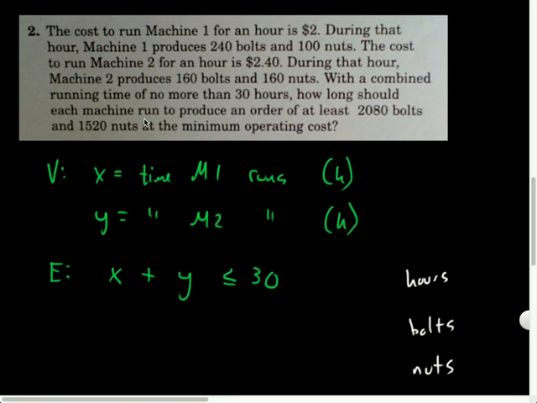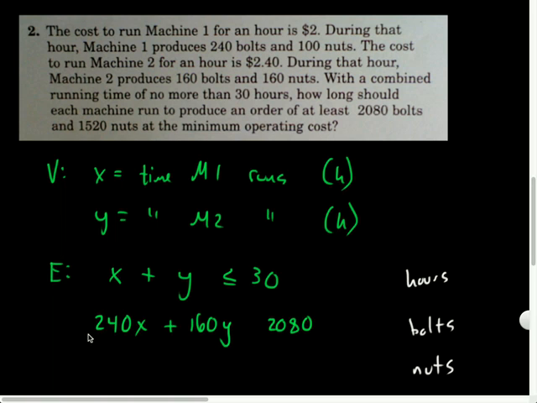What do I know about machine 1 and its production of bolts? 240 bolts for every hour that machine 1 can run. How about machine 2? It can make 160 for every hour, multiplying by y, that machine 2 can run. Now, what else do I know about the total number of bolts I need to assemble? 2,080.